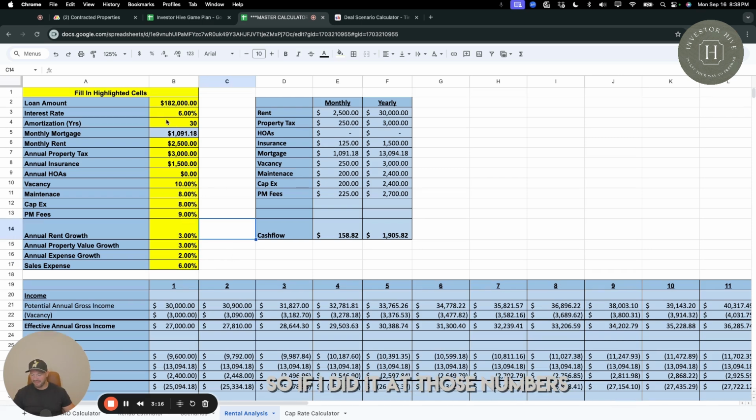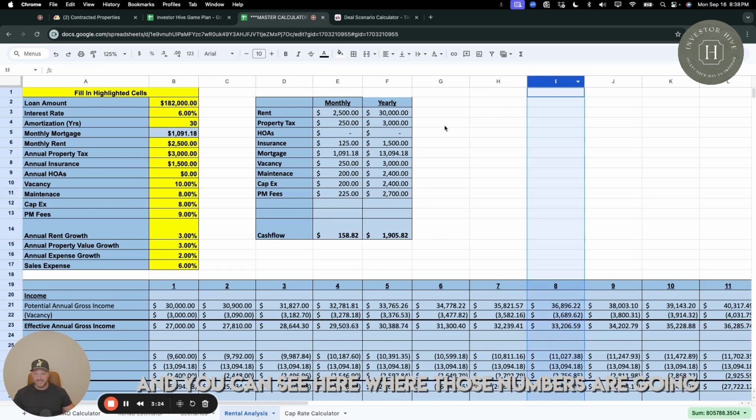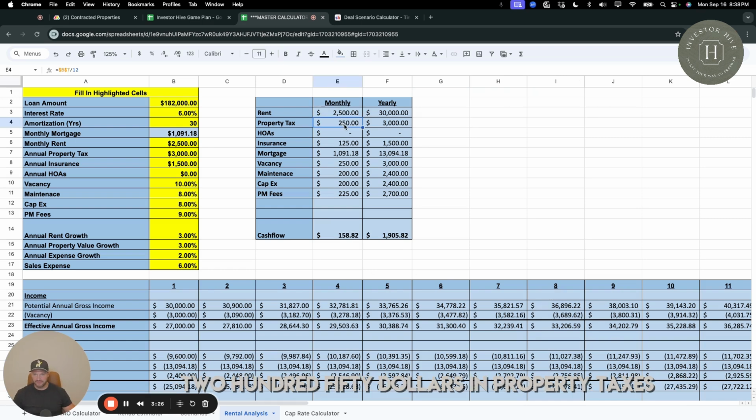So if I did it at those numbers, which are pretty conservative numbers to use, this property would cash flow $160 a month roughly. And you can see here where those numbers are going. $250 in property taxes, $125 in insurance, mortgage, that's your principal and interest, your vacancy that you should be setting aside, maintenance, CapEx, property management.